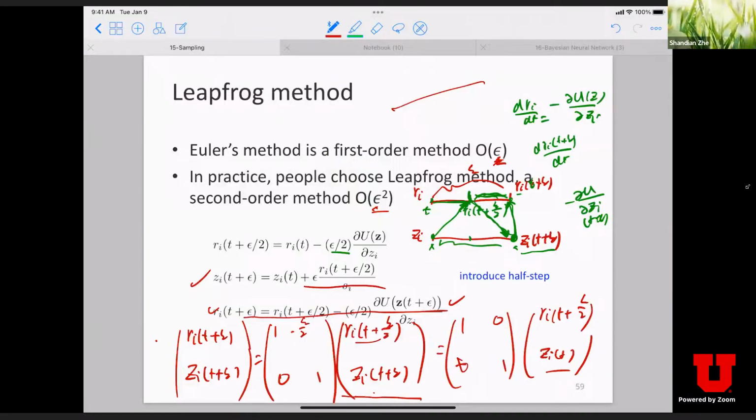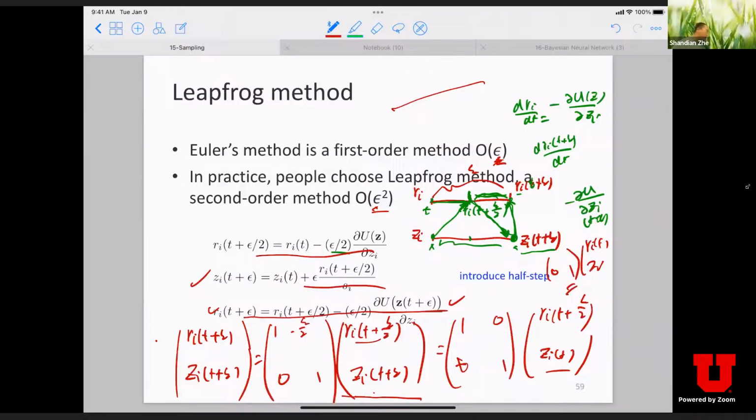And then if you look at how this is generated from the original state r_i t and z_i t, you see that only one element changes. The other element won't change, so it will give you 0, 1 in one row, and 1 and something else in the other. So the three steps actually fix one element and just update another element with a linear update. This is called a shear transformation, and a shear transformation won't change the determinant of the Jacobian.